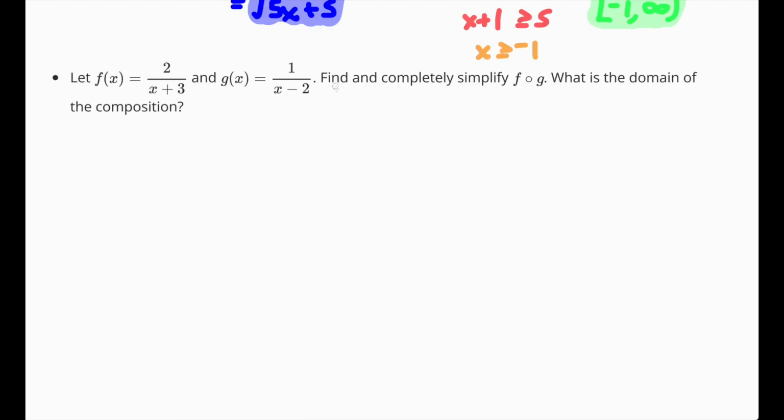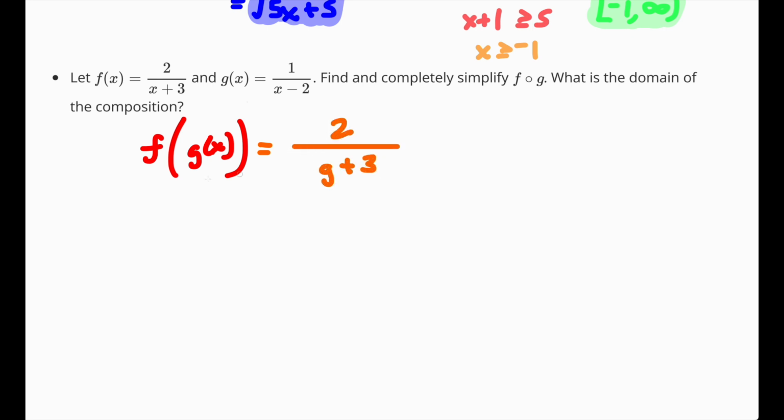All right, for this last one, we have f of g of x, and we have a couple of rational functions here, so this is going to be pretty interesting. Let's start by writing it in the long form. So f of g of x is going to be equal to 2 divided by g plus 3. I'm going to substitute the g in there, and you're going to get 2 over 1 over x minus 2 plus 3. And it says completely simplify it. As you can see, it's not really looking very good right now. So we're going to multiply the top and the bottom by x minus 2.